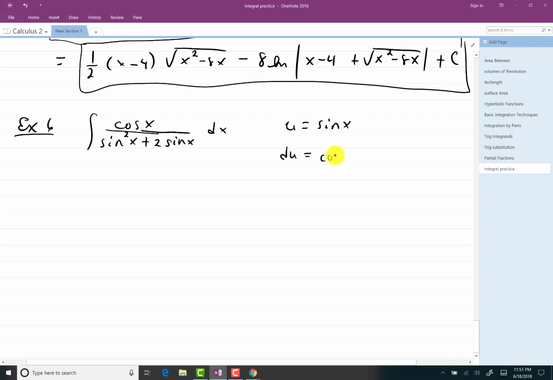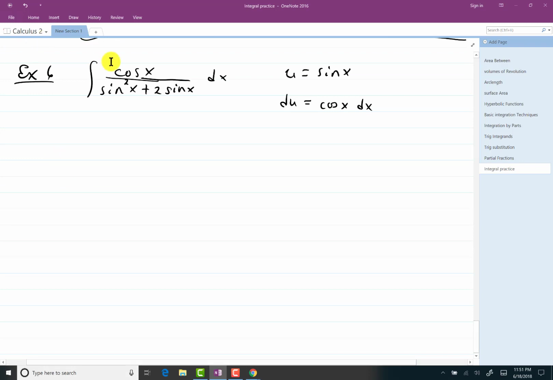For du, I'll get cosine of x dx. So all this up here, this is du. That's the whole numerator. So I'll put 1 over, down here I have u squared plus 2u, and then I have du. So you can see it even more. It's a completing the square type problem, should you want to do that. Or, to be honest, when it presents itself, partial fractions I find to be an easier route.